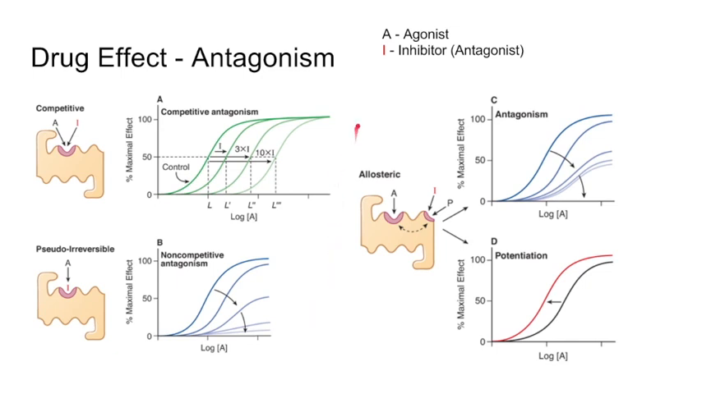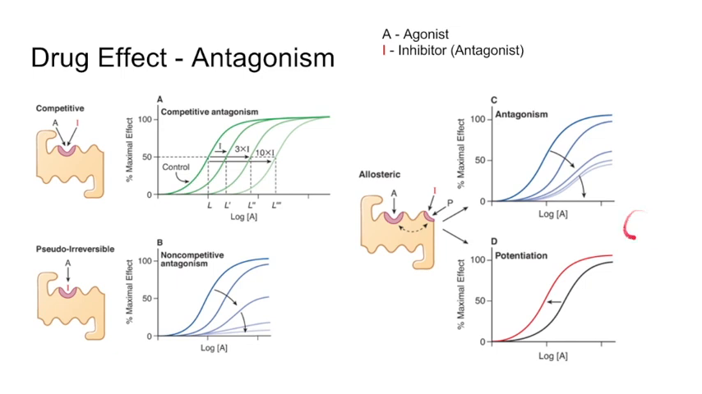Finally, we have our allosteric model. So we have A as our agonist acting at one site, and then we also have an inhibitor acting on a different site. Similarly to our pseudo-irreversible model, this reduces the maximum effect or the efficacy of our enzyme or our drug. Therefore, increasing agonist isn't going to be able to overcome the effect of this inhibitor.